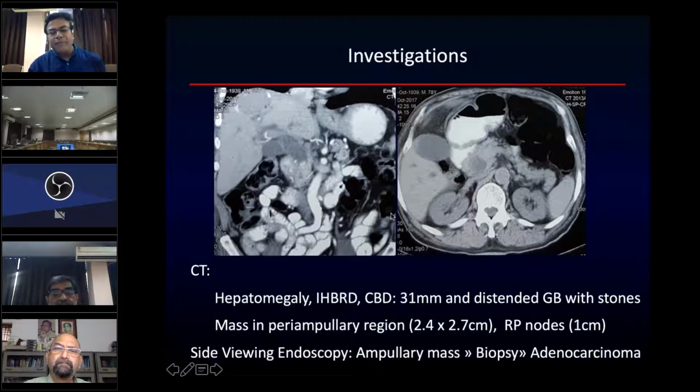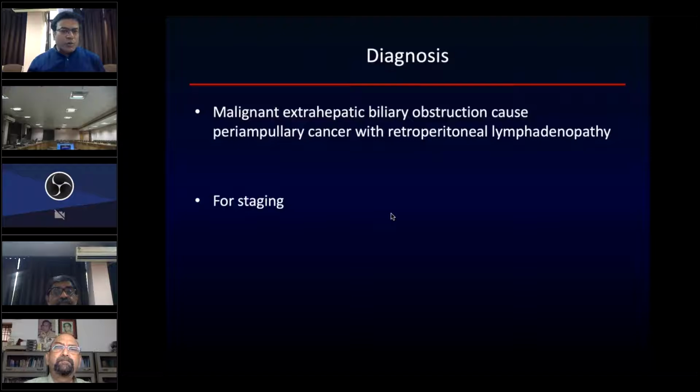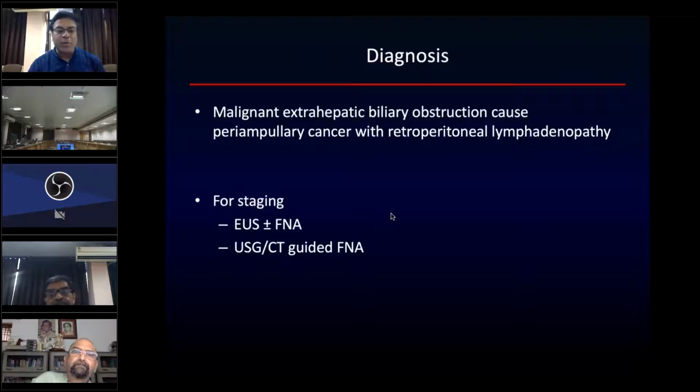Side-viewing endoscopy was done, which revealed an ampullary mass. Biopsy was convincing of adenocarcinoma. So what we have in this case till now is a malignant extrahepatic biliary obstruction caused by periampullary cancer with retroperitoneal lymphadenopathy. Now the intention was to stage this, for which 2 modalities are commonly used.